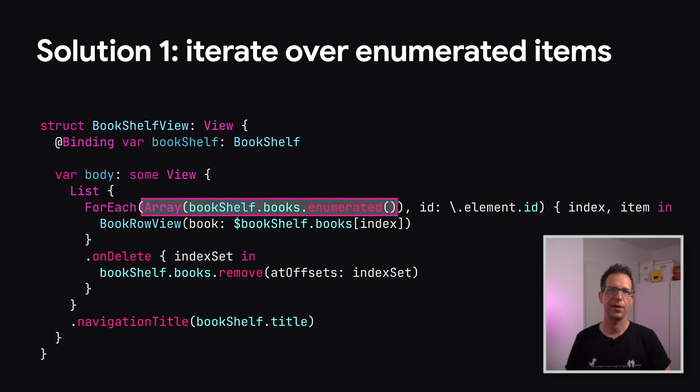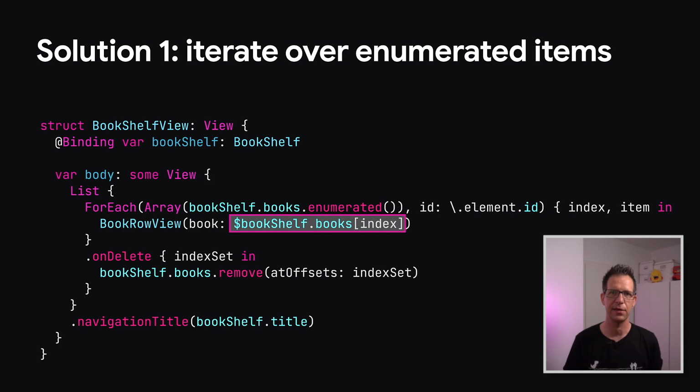So instead of iterating over the items, we enumerate the items, and this gives us a sequence of tuples mapping the index of an item to the item itself. We can then use the index to fetch a binding to the item from the array of books. And I agree, it is cumbersome, it doesn't look great, and it's definitely more complicated than the original structure. And there are a number of other solutions that are very similar to this one out there.